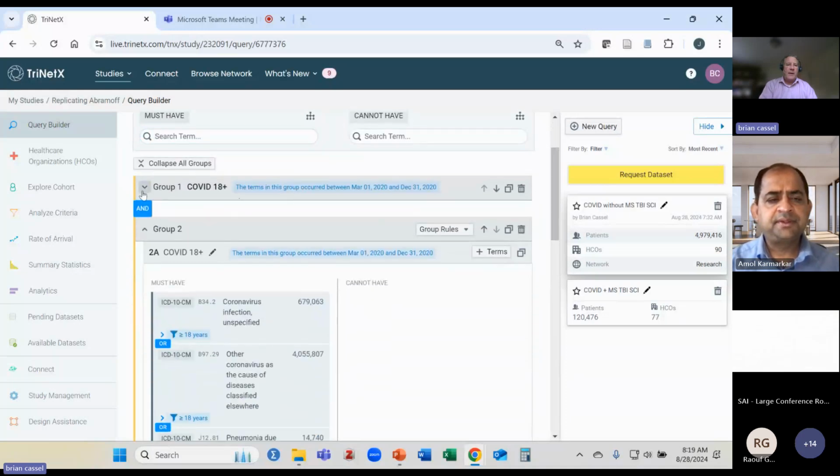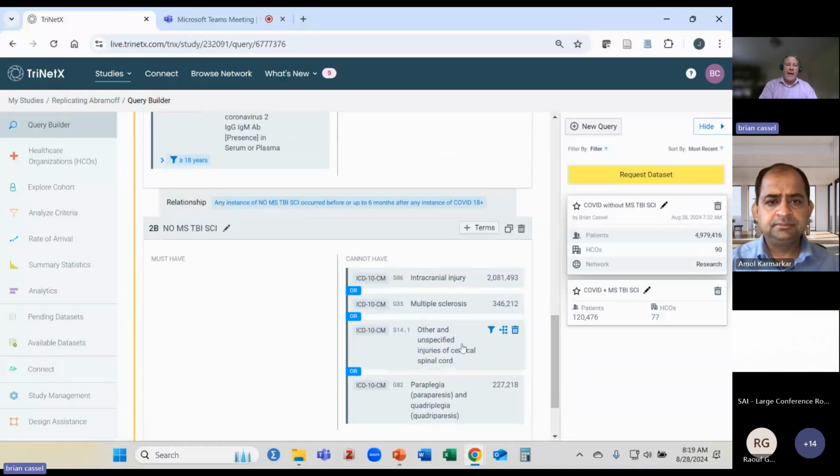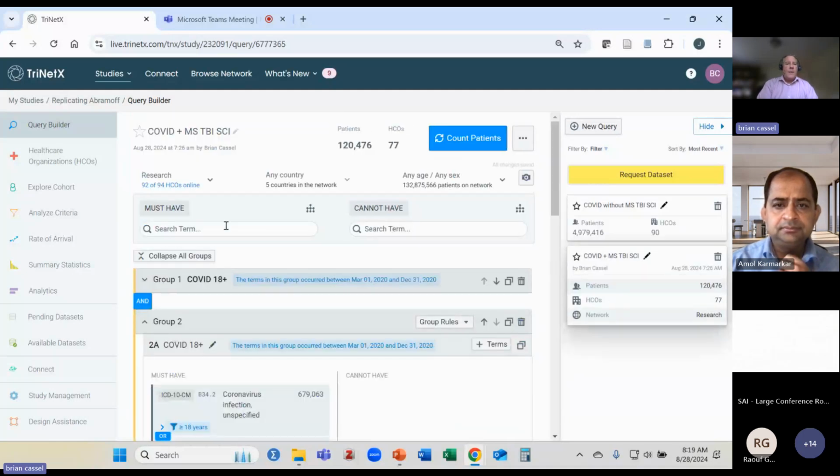if I expand group 1, here you can see the COVID criteria. And in group 2, that's the temporal relationship between COVID and either having or not having those pre-existing conditions. And I have about 5 million people who had COVID without those, and I have about 120,000 people who had COVID with those. So just in terms of the N, hugely imbalanced at this point. Before I go over to popping them into an analytic to compare, I do want to show you a couple of things.